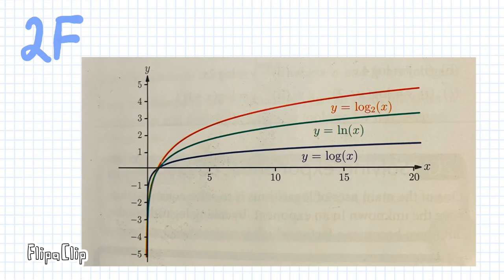Here are the graphs of 3 different logs. Due to the change of base rule we just mentioned, these curves all have the same general shape as they can all be rewritten as log x over something. There are some general trends we can observe from the graph of y equals log a of x. The graph will cross the x-axis at x equals 1 because log a of 1 is equal to 0.